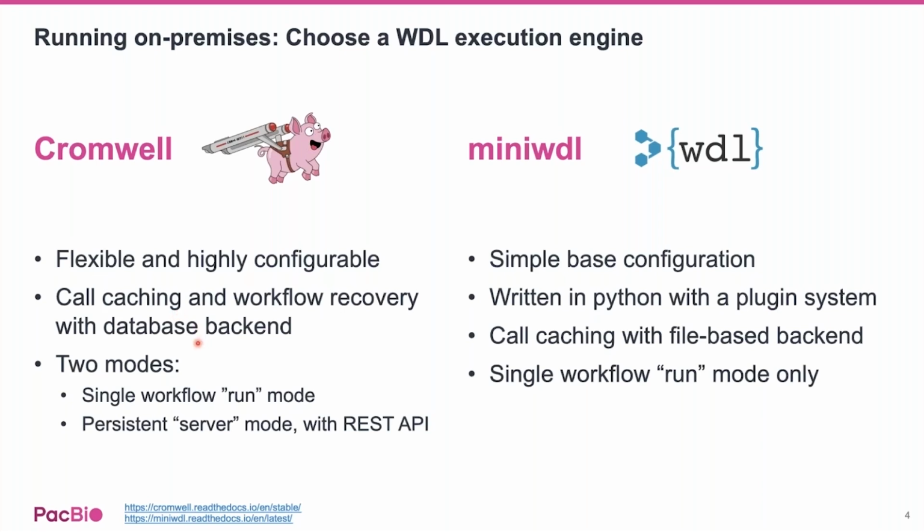same task. It has 2 modes, a single workflow run mode and a persistent server mode, where jobs are submitted via a REST API. miniWDL is a Python implementation with a simple base configuration and a plugin system. miniWDL supports call caching with a file-based backend and has only 1 mode, a single workflow run mode.